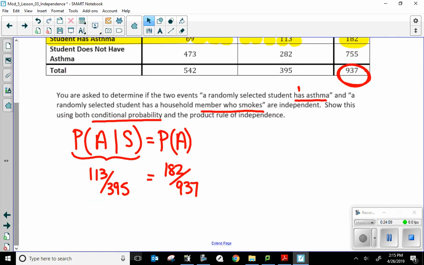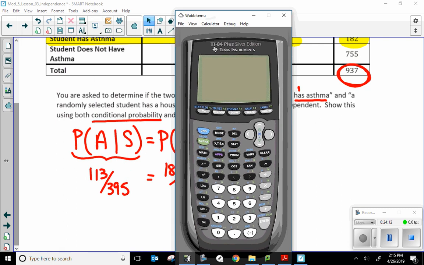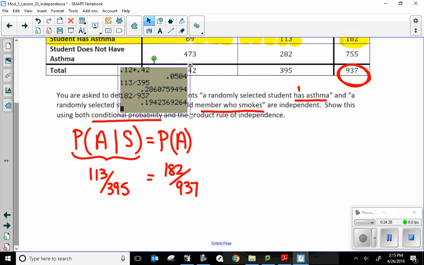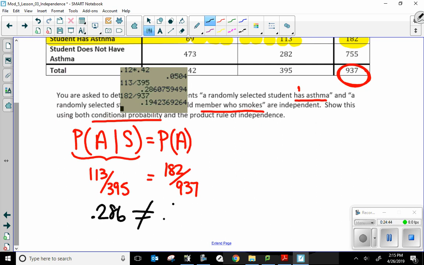But just to be sure, let's try this out in the calculator. All right, turn this on. And I have 113 divided by 395. And let's call that 0.29 or 0.286. Let's go one more decimal out. Okay, and then I have 182 divided by 937, and that is 0.194. Those are definitely not equal. So 0.286 does not equal 0.194. So they are not independent of each other.